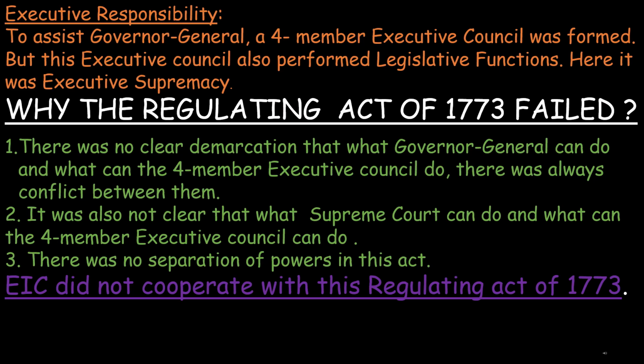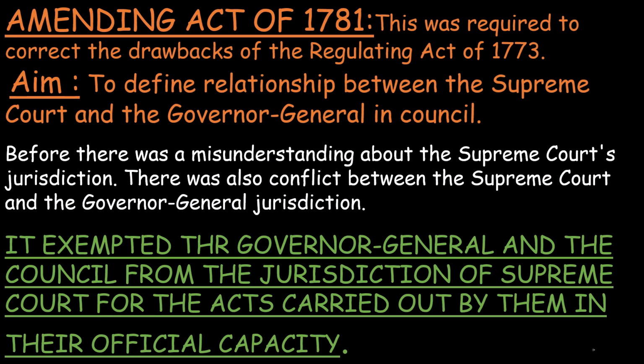Why the Regulating Act of 1773 failed? 1. There was no clear demarcation of what the Governor General can do and what the 4-member Executive Council can do. There was always conflict between them. 2. It was also not clear what the Supreme Court can do and what the 4-member Executive Council can do. 3. There was no separation of powers in this act. EIC did not cooperate with this Regulating Act of 1773.